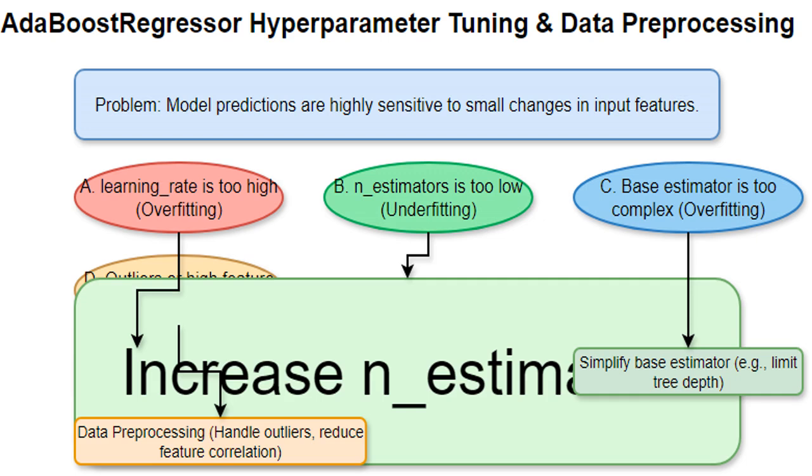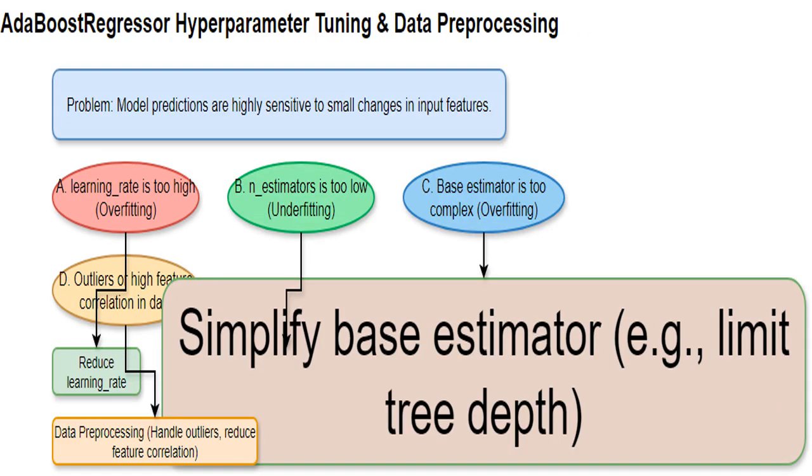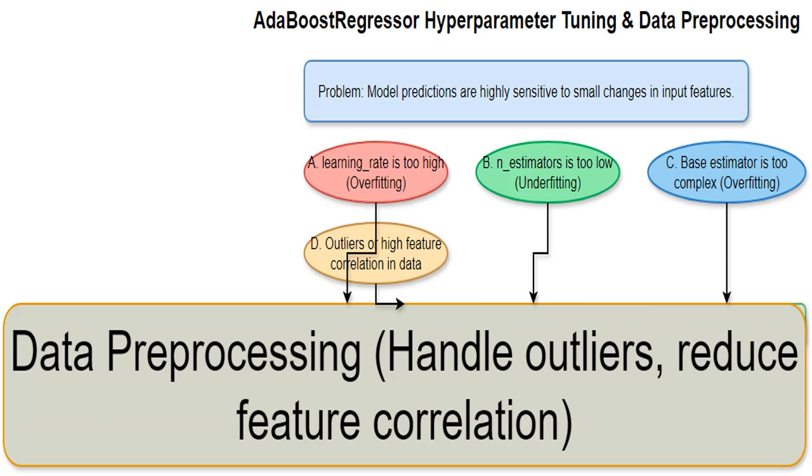I can make the decision trees less complex. This helps avoid overfitting by preventing them from fitting noise in the training data. I need to clean up my data by dealing with outliers and reducing the correlation between features. This is important for model accuracy but not the primary solution for the described sensitivity problem.